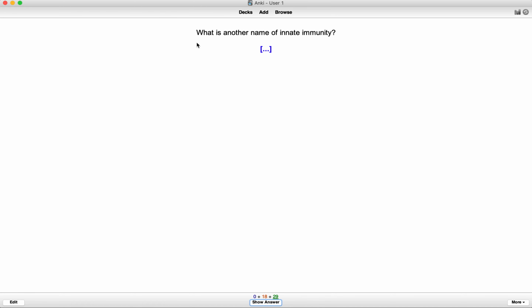What is another name for innate immunity? Non-specific immune response is another name for innate immunity. How does the body prevent autoimmune reactions?